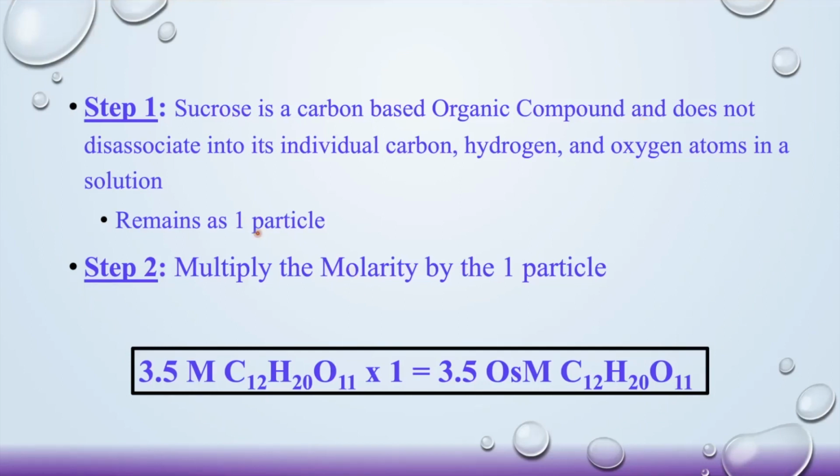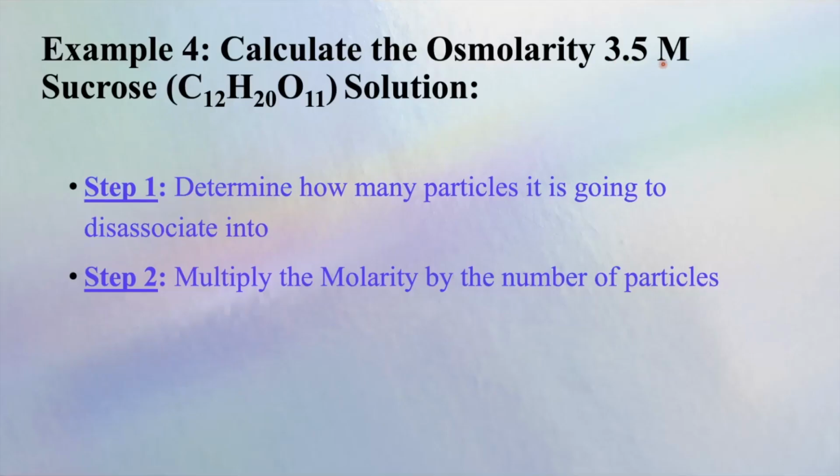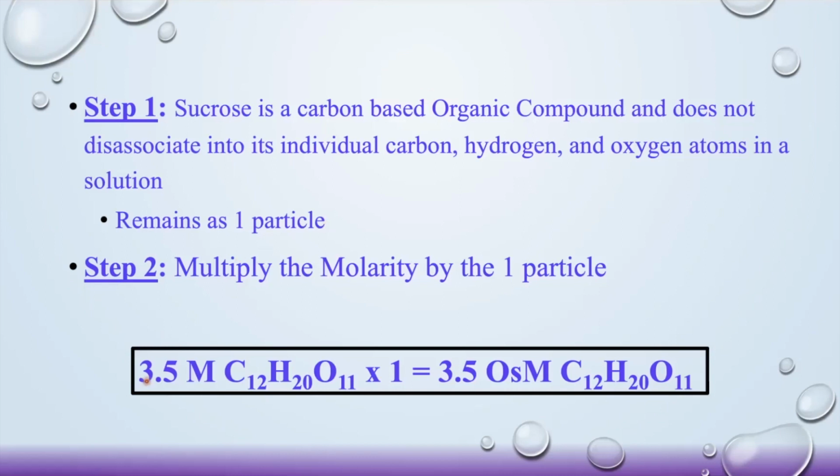Now that we have this information, let's take our previous 3.5 molarity sucrose. We want to figure out what is the osmolarity, what's its ability to pull on water in a biological medium, i.e. your body. So 3.5 molarity of sucrose solution times one particle, because we've denoted only one particle, is going to be equivalent to 3.5 osmolarity of sucrose. So they're equivalent.